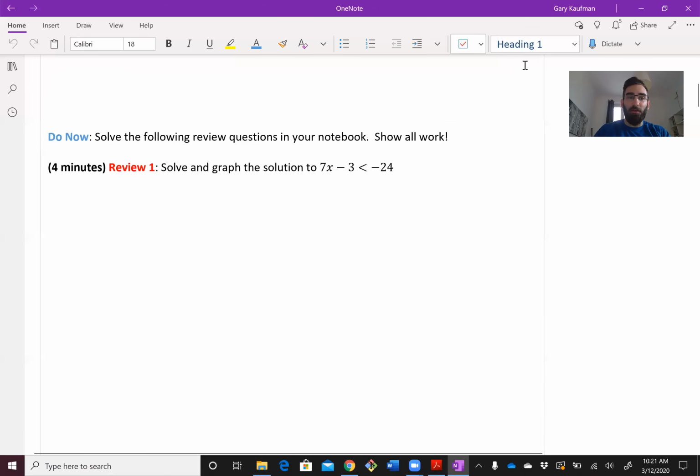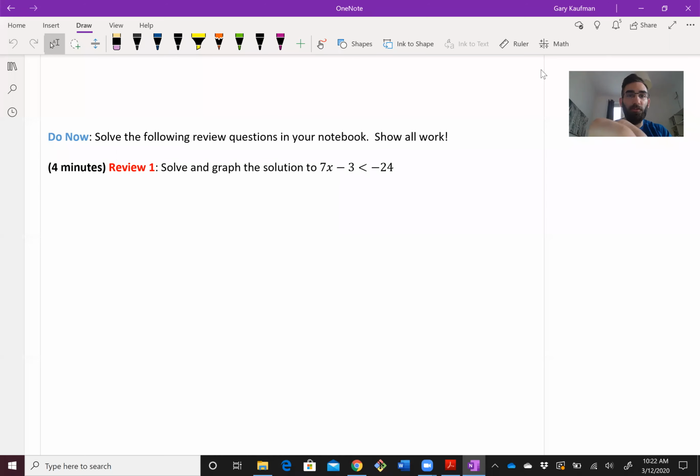So our do now is 3 questions that require you to solve and graph the solution. So you're going to be doing this in your notebook and then filling in the answers to the questions that I ask you. Again, take note of how long I say you should spend on it before moving on. So, review 1, get to it.